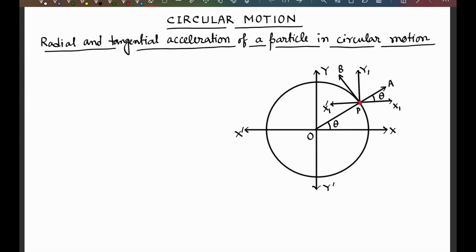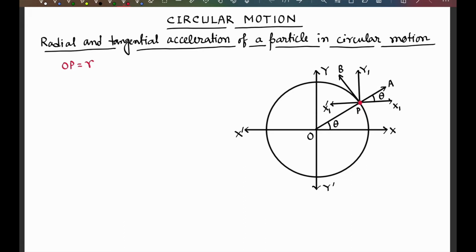Here we consider two mutually perpendicular axes, that is x prime and y prime, and O is the origin. A particle rotates in a circular path about point O. At any instant of time, the position of the particle is P. Here, the radius, that is OP, is equal to R. The radius creates angle theta with positive x-axis.